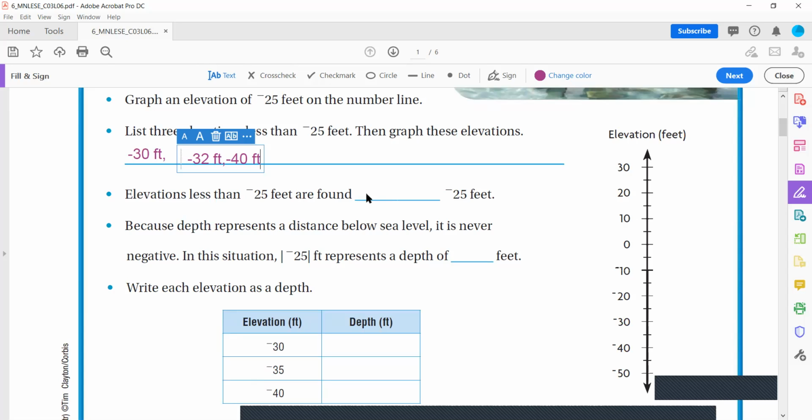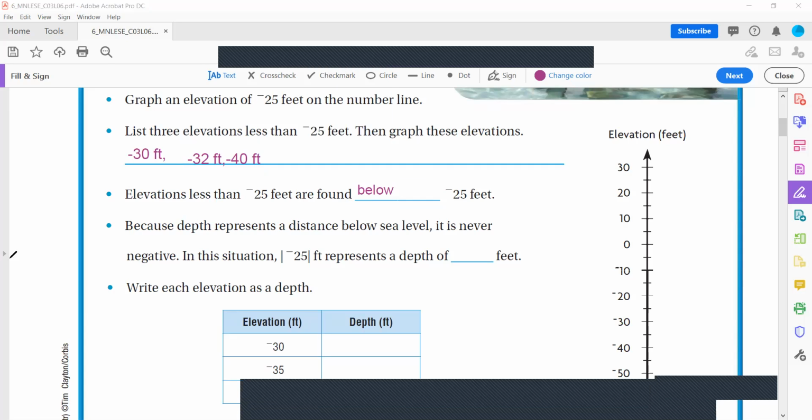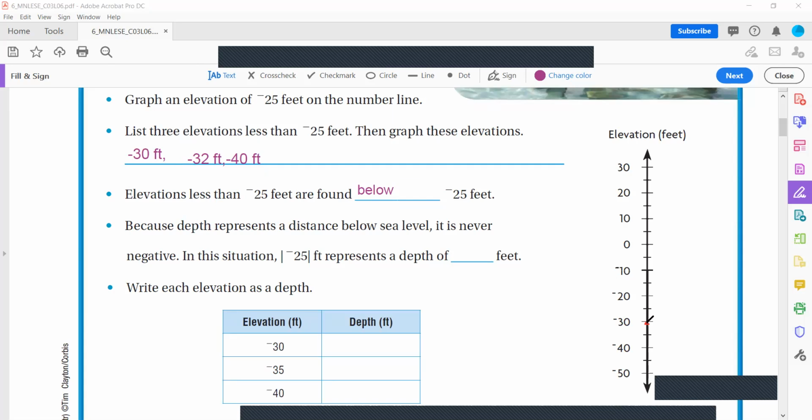Now, elevations less than minus 25 are actually found below, never above. If I try to point these on the graph, minus 30 is somewhere here, minus 32 somewhere here, and minus 40 somewhere here. So these are all below 25. This is 25.